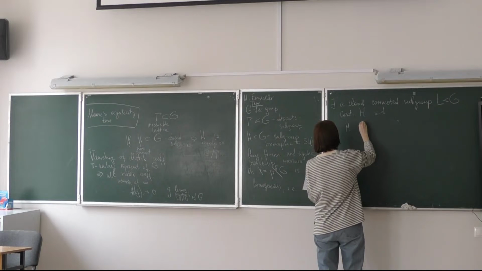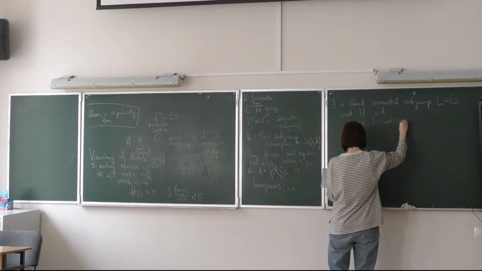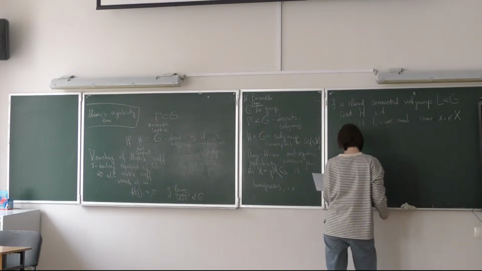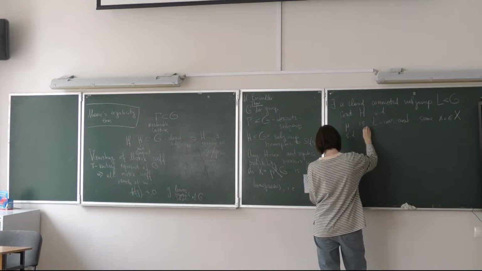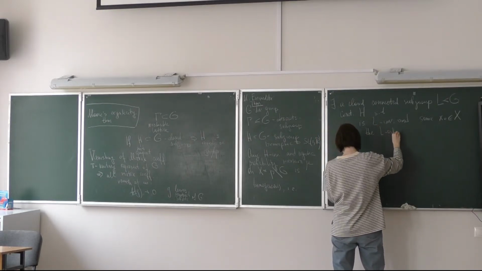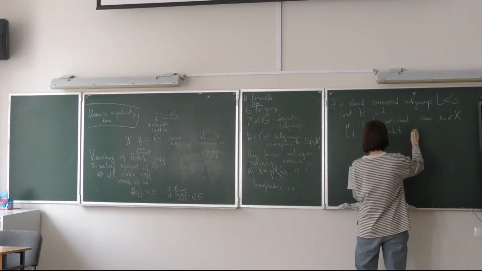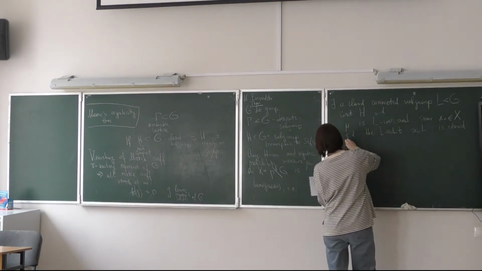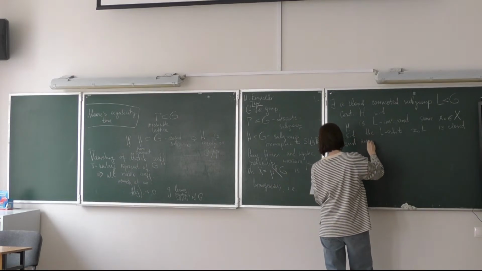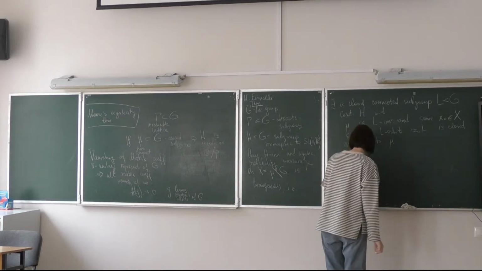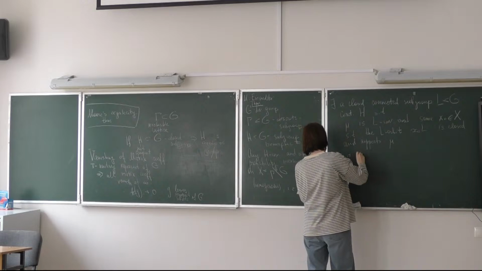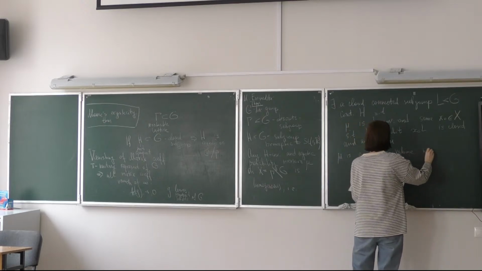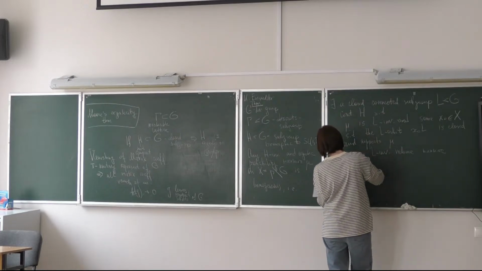Such that mu is L-invariant, and there also exists a point x0 in X such that the L orbit x0L is closed and supports mu. In other words, we want to say that mu is an L-invariant volume measure on x0L.